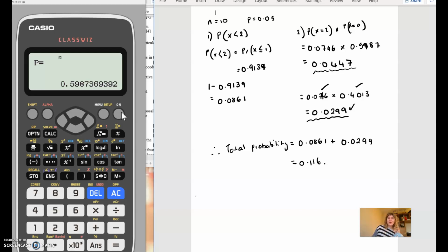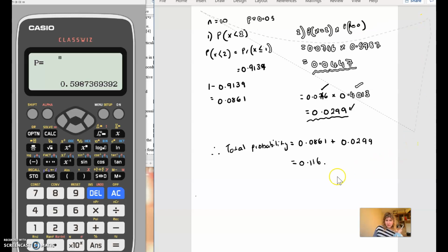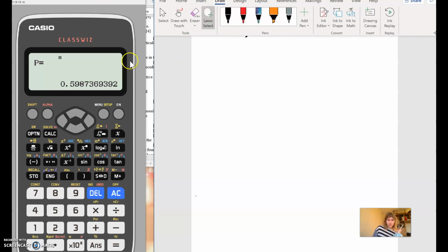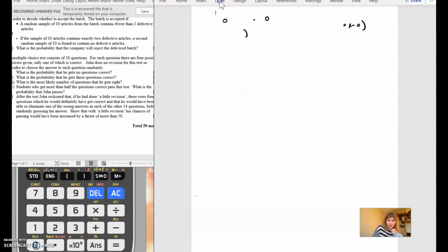Okay, all right, so for question 7, I'll just quickly rub this out. We'll just leave that bit at the top. So for question 7, this is the one with the multiple choice test. We had n as 18, probability of a quarter, and he passes if he gets more than half the questions correct.